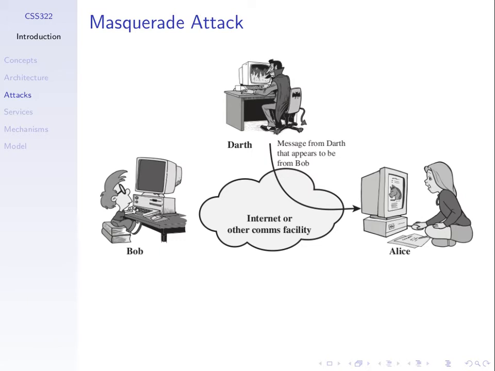Note that this is an active attack. If there was no attack, then Bob sends no message, Alice does not receive a message. When there is an attack, Bob sends no message, but Alice receives a message. Something has changed. That's what we define as an active attack. The system resources have been changed because of the attack taking place.